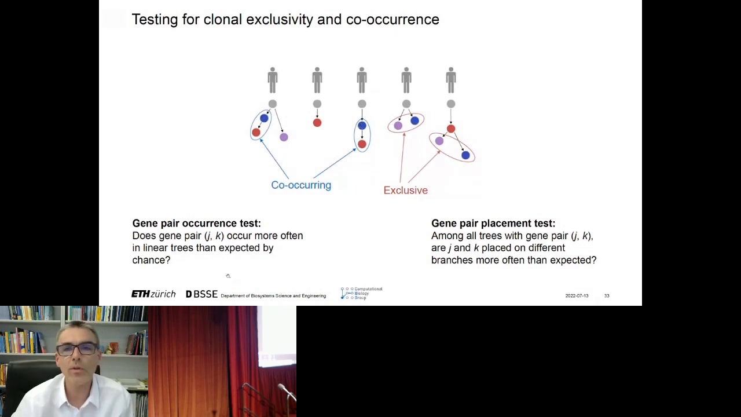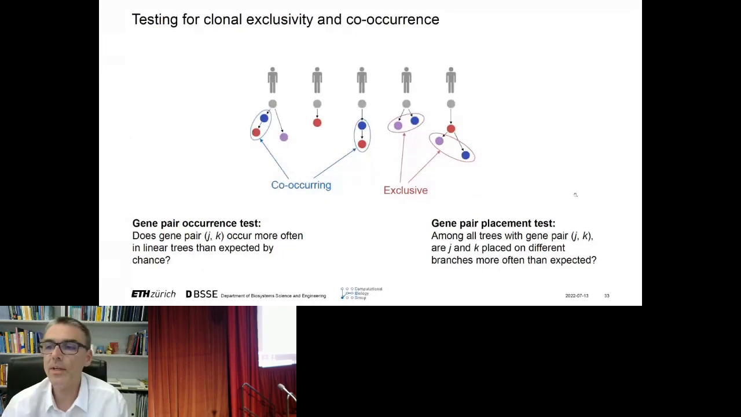Here we're asking whether a certain gene pair occurs more often in linear stretches of the tree than you would expect by chance. And in the second test, we're asking for what we call clonal exclusivity. These are mutations that occur independently in different branches of the tree, and I showed you examples of that just a minute ago. Here we're asking, among all trees that have this particular pair of mutated genes, do we find them on different branches more often than we would expect by chance?